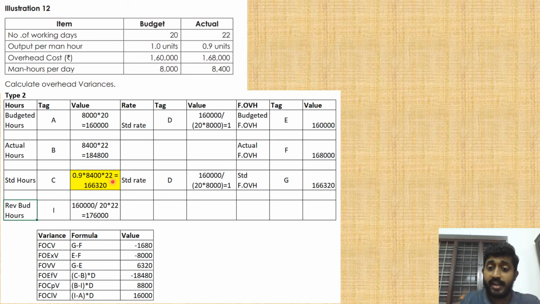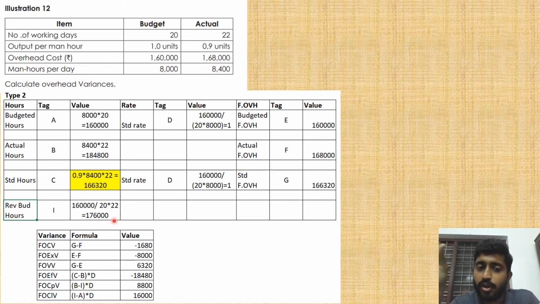Okay, so very simple guys, 1,66,320, and standard rate is 1. So 1,66,320 into 1 is going to be 1,66,320. We have filled the table. I'm sorry, we have left out one more thing, revised budget. What is revised budget? Budgeted hours is for budgeted working days. Then for actual working days, what is the revised budgeted hours? So simple, 1,60,000 is the budgeted hours, this is for 20 days. So divided by 20 multiplied by 22 will give you the revised budgeted hours, which is 1,76,000.